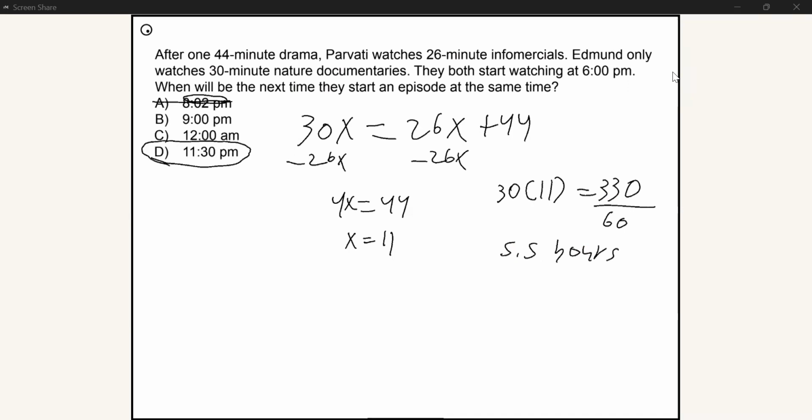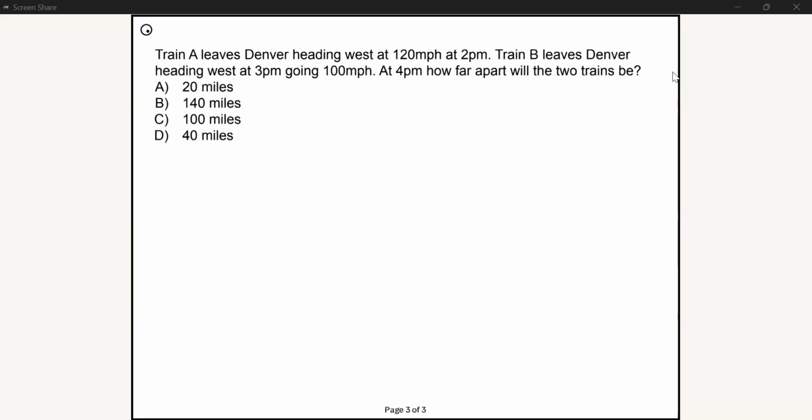Kind of late. I usually like to go to bed by 11, but you know, they're having a nice time watching their documentaries and infomercials. Okay, last one. This is a little different from what we've been doing, but it's really the same thing in different clothes.